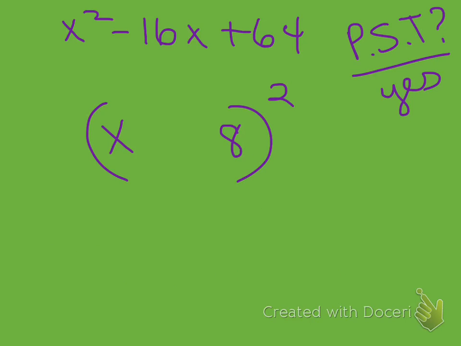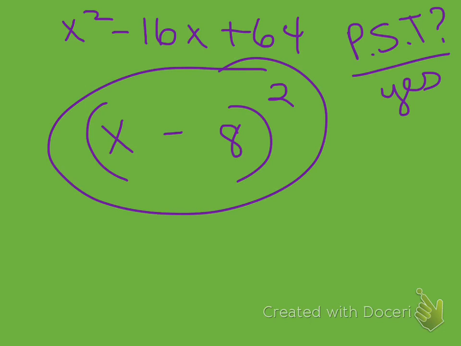So is this going to be a negative or a positive? I'm going to look right here, and it's going to be a negative. I have factored that perfect square trinomial. Let's do another one.